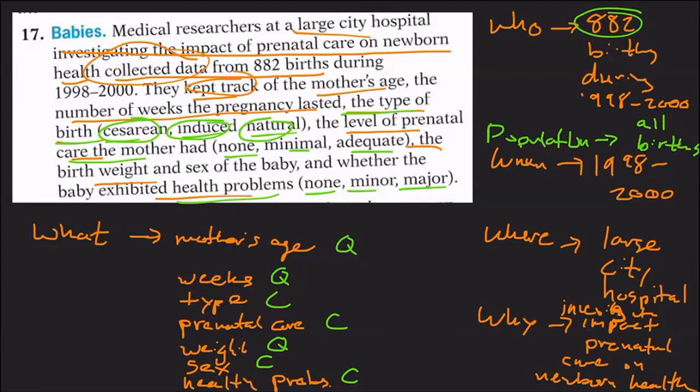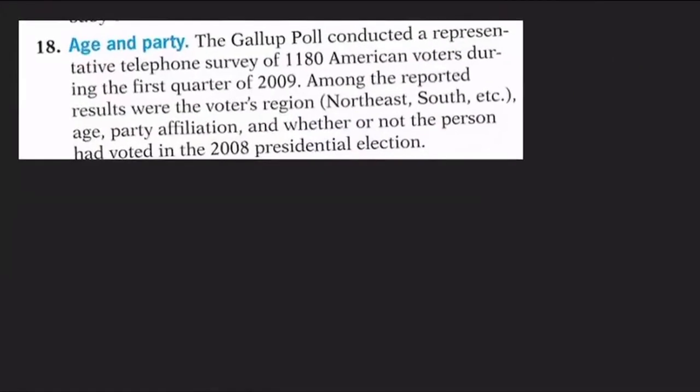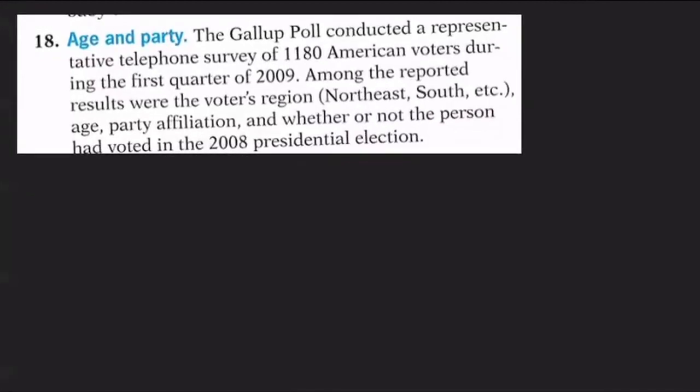Okay. Let's look at another one together. The Gallup poll conducted a representative telephone survey of 1,180 American voters during the first quarter of 2009. Among the reported results were the voters' region, age, party affiliation, whether or not the person had voted in the 2008 presidential election. So let's go through the 6 W's, and actually let's go ahead and start off with the population and see if there's anything we can put for that. So let's see, they conducted a telephone survey of 1,180 American voters during the first quarter of 2009.